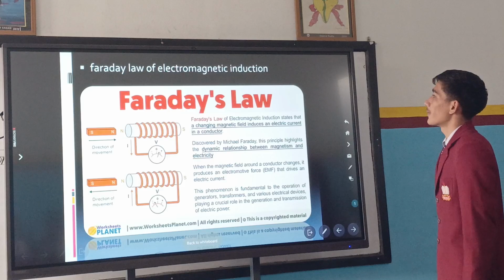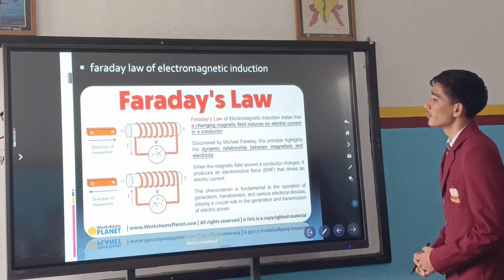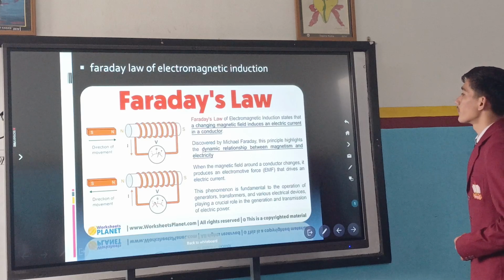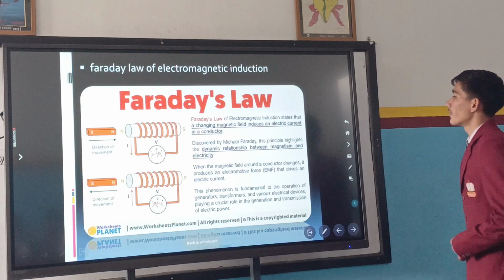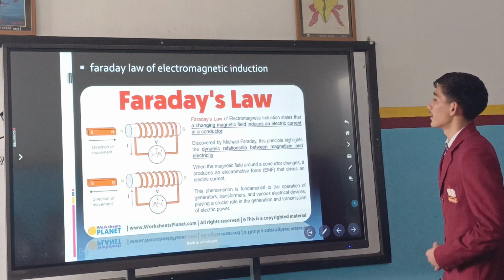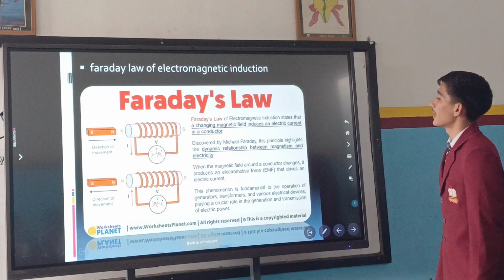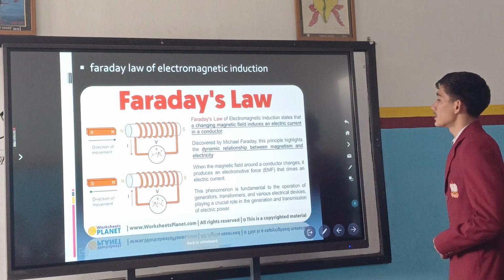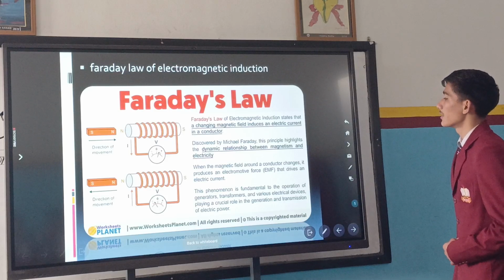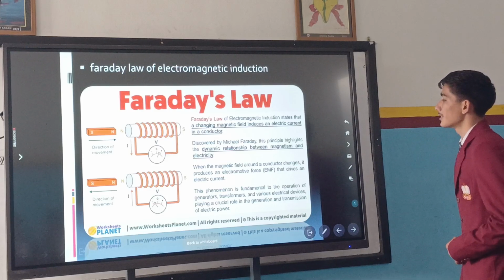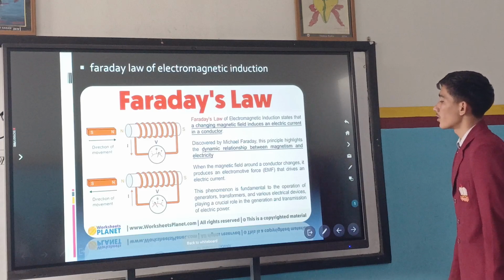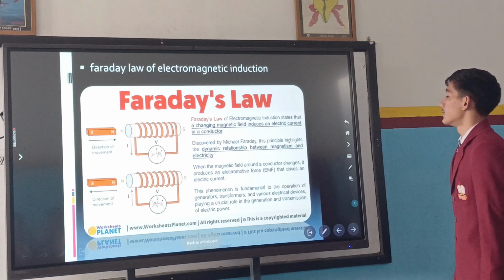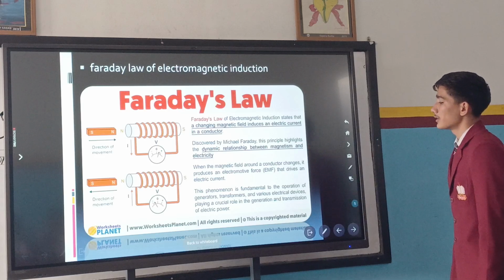Faraday's law of electromagnetic induction states that a changing magnetic field induces an electric current in a conductor. Discovered by Michael Faraday, this principle highlights the dynamic relationship between magnetism and electricity. When the magnetic field around the conductor changes, it produces an electromotive force (EMF) that drives an electric current.